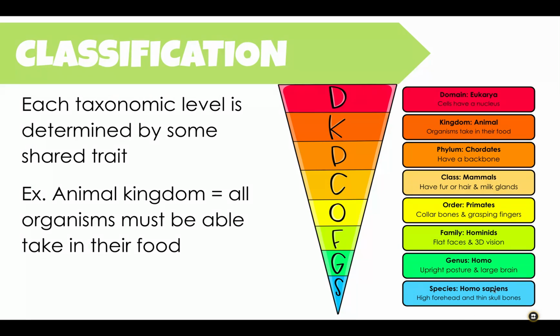Okay, so if I look at this species and look at all the taxonomic levels above it, Homo sapiens would have all of these traits. They have flat faces and 3D vision, collarbones and grasping fingers. They're mammals, so they have fur or hair. Obviously, humans have hair. With milk glands, we have a backbone. We take in our own food, and our cells have a nucleus. Okay, so the bottom levels are most specific, and they have all the traits above. Top is least specific, very broad. It doesn't have any of the traits below it.